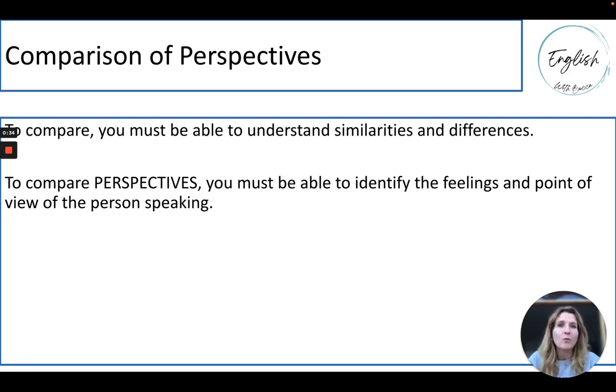So the question will always be asking about the emotion of the character in the text. So you're looking for emotion words. You're looking at how they are feeling about something, how they are presenting something. Do they have a positive outlook about it? Do they have a negative outlook? And how does that change? Okay? So to compare perspectives, you must be able to identify the feelings, the point of view of the person speaking.